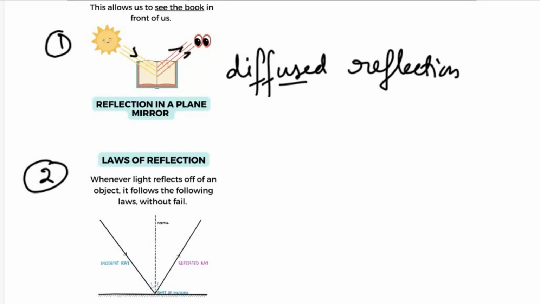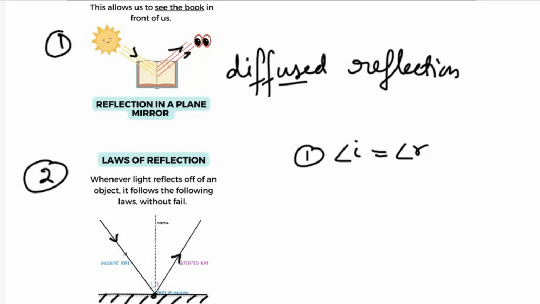Then there are two laws of reflection. So there is the first law. The first law of reflection states that the angle of incidence is equal to the angle of reflection. So here you see in the second diagram, a ray of light is incident on a polished surface. This horizontal line is a polished surface, which is a mirror. So when a ray of light is incident, it is reflected.